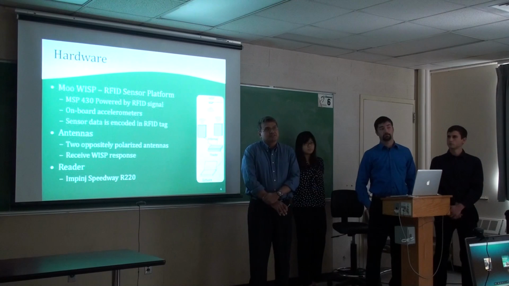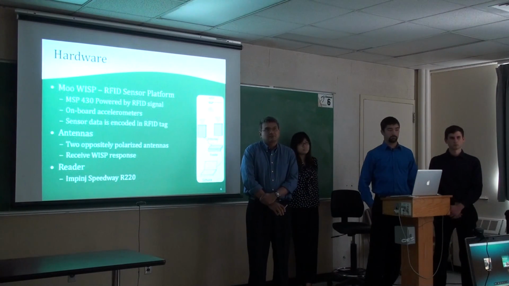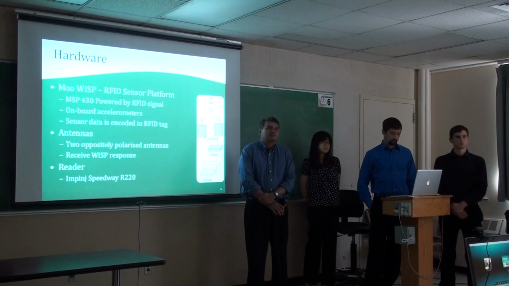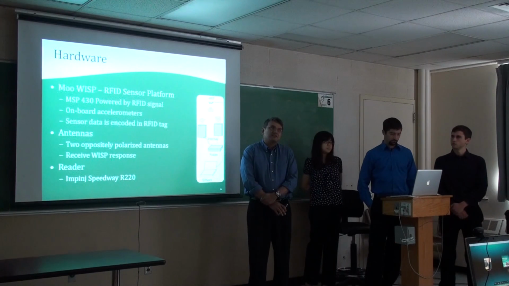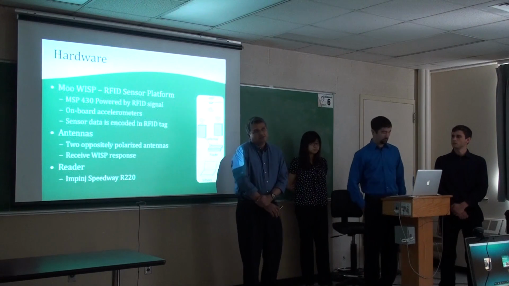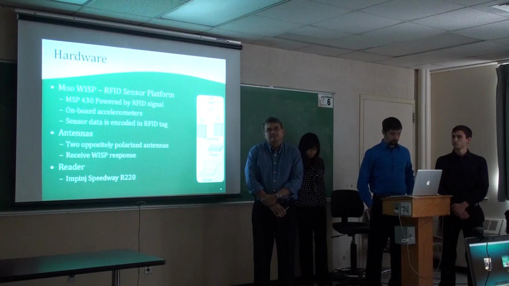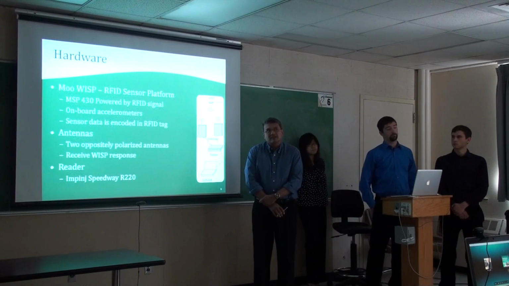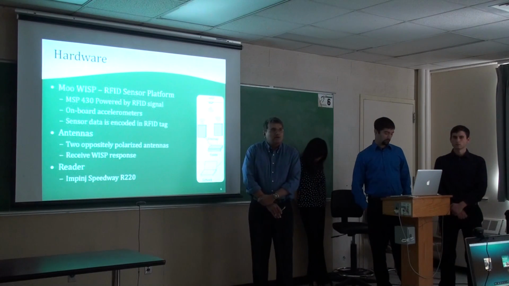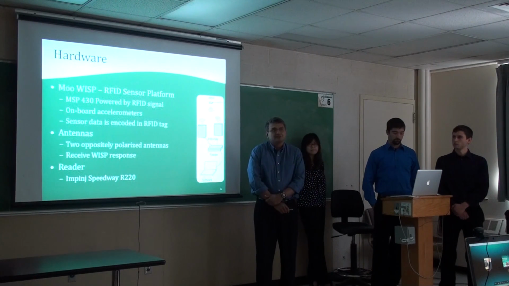So the sensor that we're using is called the MooWisp. WISP stands for Wireless Identification Sensing Platform. The WISP has no internal power source. It's powered entirely by an external RFID signal. It uses an MSP430 microcontroller and has onboard accelerometers. The WISP communicates with the outside world by taking the data that it's collected and encoding it as a tag ID, and then sends the tag ID out to an RFID receiver. We're using two optically polarized RFID antennas, and we're using the Impinj Speedway R220 reader.